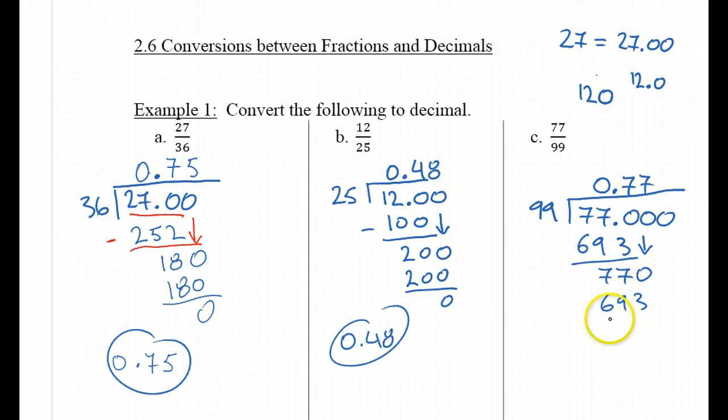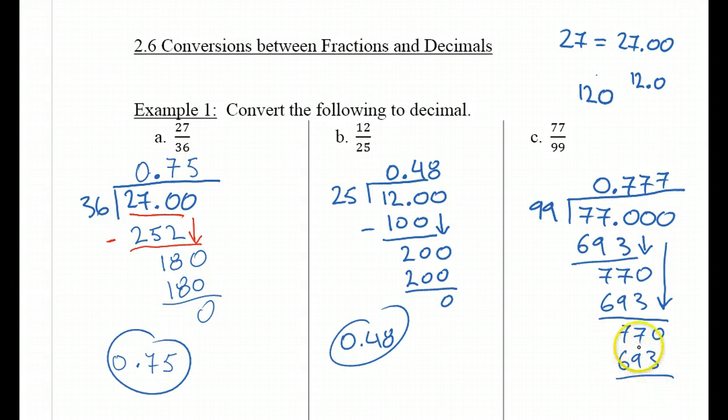Okay, what's going on here? I'm getting the same thing happening here, 77. And if I borrow another 0, it's going to be 770. And again, 99 goes into that 7 times. Well, we might be here all night. 7 times 99 is, again, 693.